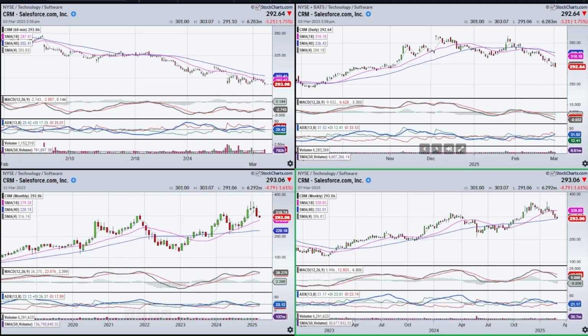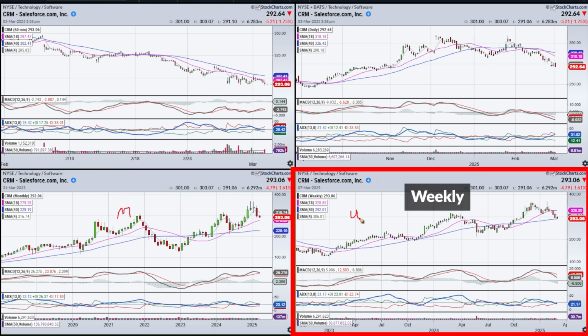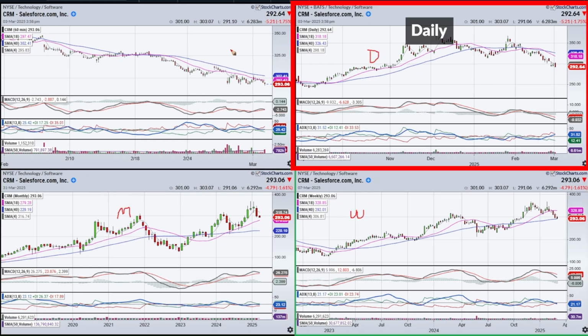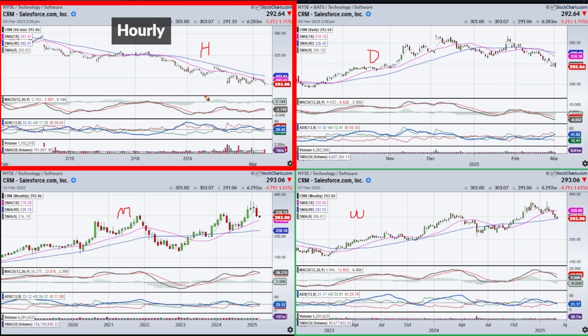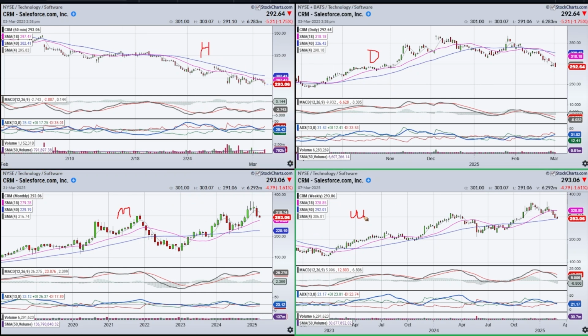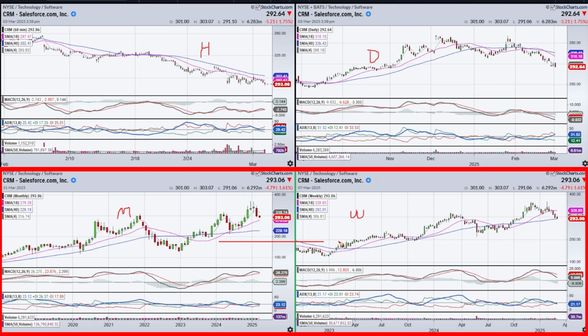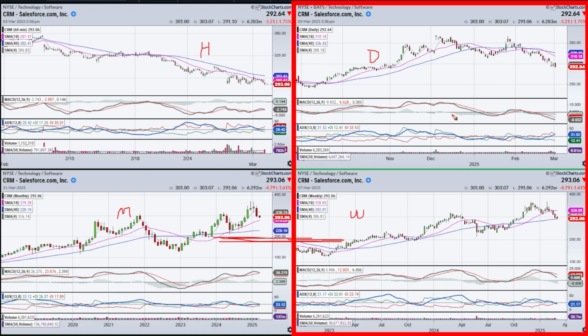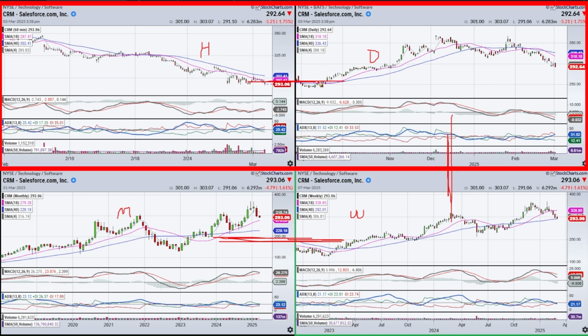All right, so I've got 4 time frames up, and I'm doing that for a reason. I've got a monthly here, weekly in the bottom right, a daily in the upper right, and then an hourly in the upper left. And the reason why I'm doing all 4 time frames is because I'm going to show different setups in different time frames. So I like to use the monthly and the weekly together, right? And the weekly and the daily together, and then the daily and the hourly together.